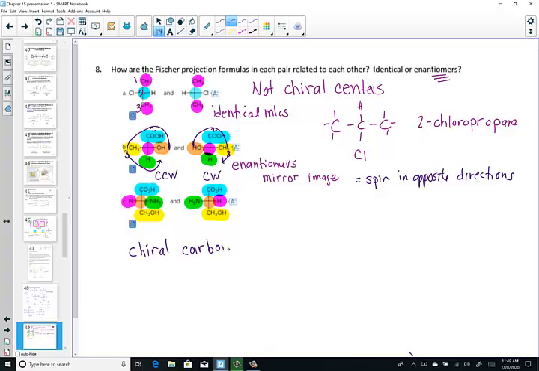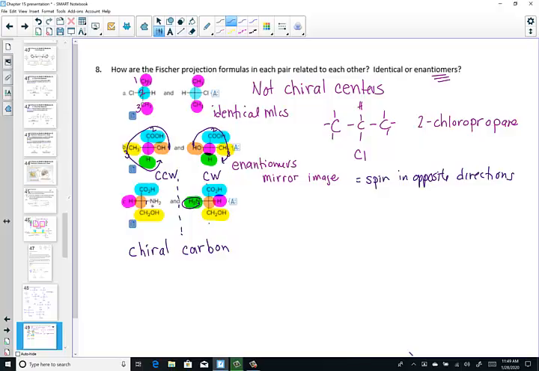Fischer projection. Now, are they spinning in opposite directions? Do they have their priorities, their attachments as mirror images? Clearly, I can see that they are. This is what's a beauty about Fischer projections. If this is the mirror, the nitrogen, which is closest to the mirror, is closest to the mirror here. Notice that the top and bottom remain constant. All we did was flip the horizontals, the hydrogen and amine. But you can prove it to yourself based on spin.